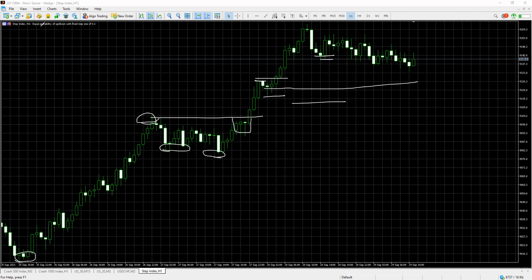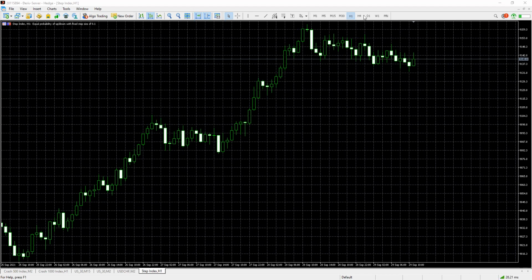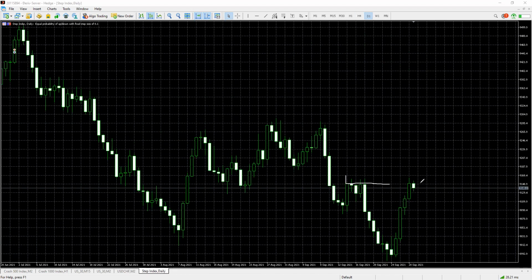Okay, this was the H1, but you can start doing this on the daily chart so that you can get a bias of where you're going. So for example, here you can see price is currently in a zone. That's why you see it's pulling back. Okay, this is the daily chart. There's also a zone here.